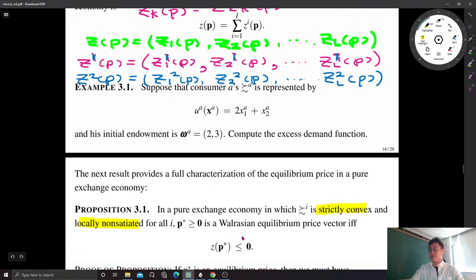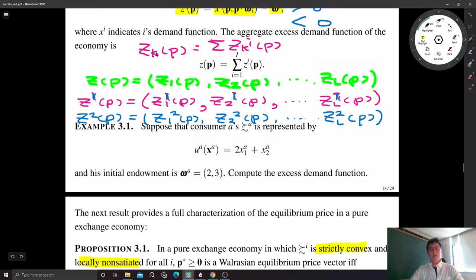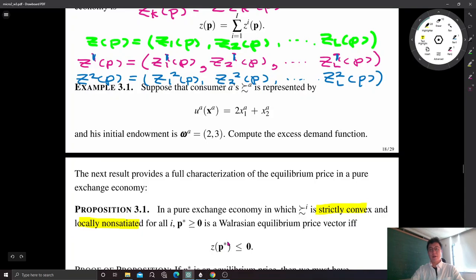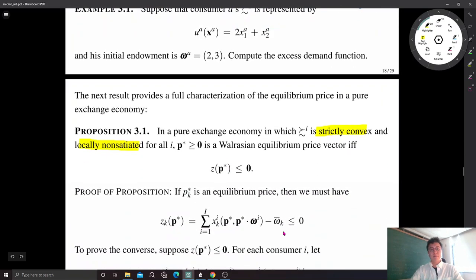So we have a system of inequalities, or a system of functions, because the aggregate excess demand function has L elements. So that is an L-tuple vector: aggregate excess demand for commodity 1, for commodity 2, through commodity L. So for each commodity k, the aggregate excess demand function is non-positive, so less than or equal to 0, and P star is going to be a Walrasian equilibrium price vector. With strong monotonicity, so with strict convexity and strongly monotone.